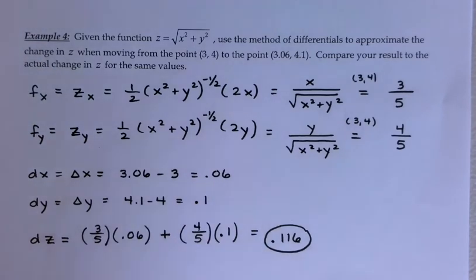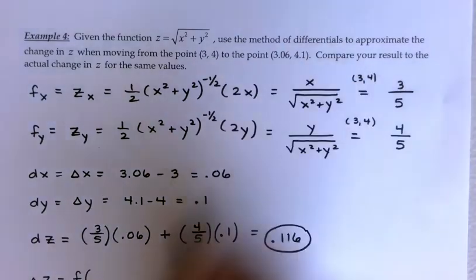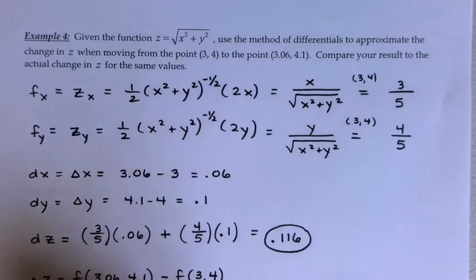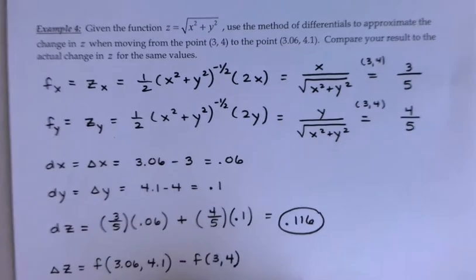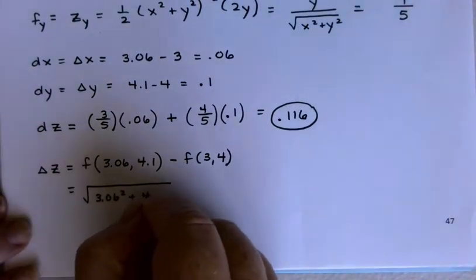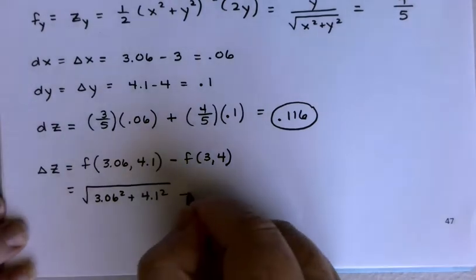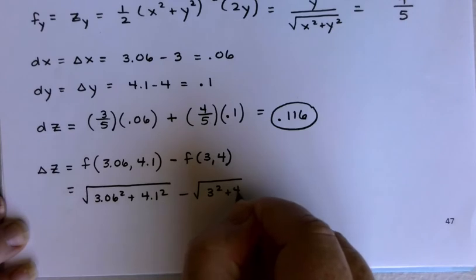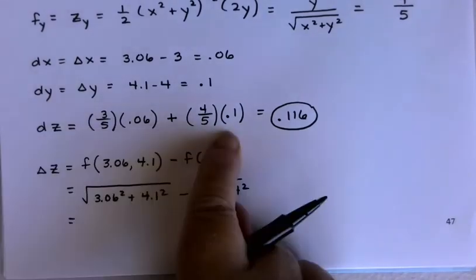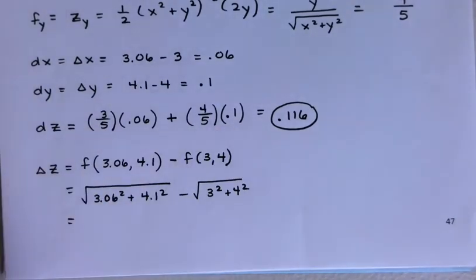We were supposed to compare this to the actual change in z for these same values. So our actual change in z would be f of the new point minus f of the old point, so the square root of 3.06 squared plus 4.1 squared minus the square root of 3 squared plus 4 squared, which is definitely a calculator problem, right? If I really had to, I could have done this one by writing it out, but this one I really wouldn't want to do any other way.